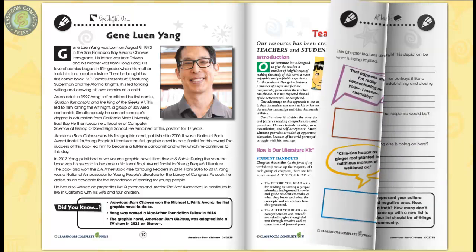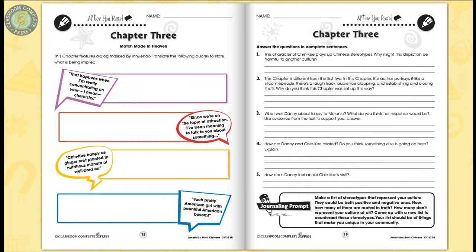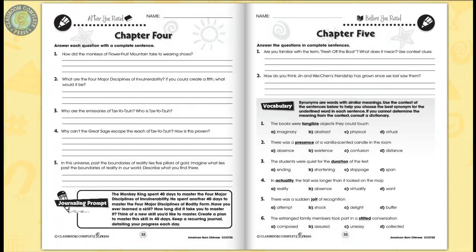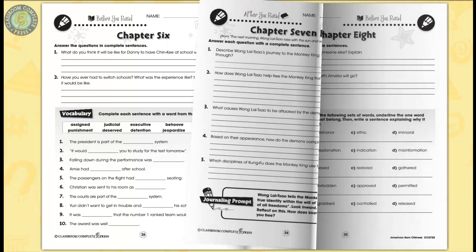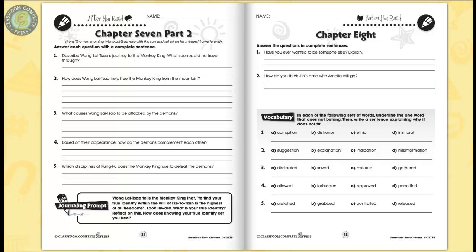author biography. Translate quotes from the story to make clear what they imply. Describe what the 4 major disciplines of invulnerability are as laid out in the story. Compare your experience with switching schools to that of Danny's. Look inward and reflect on your true identity.